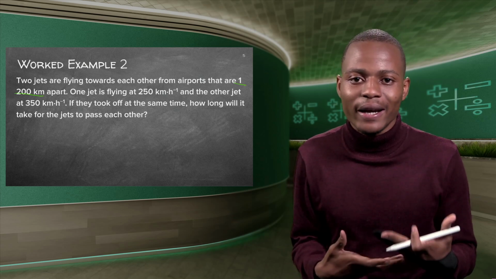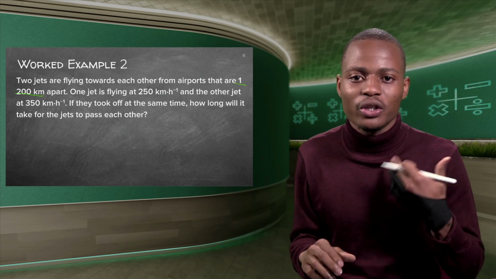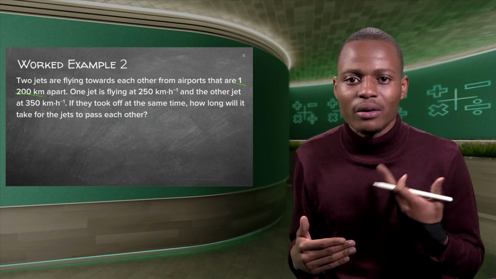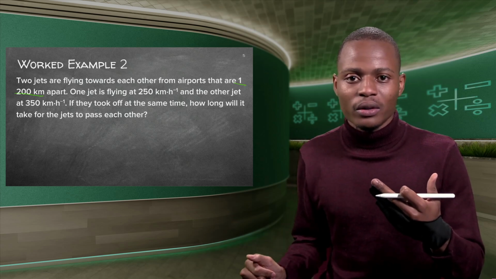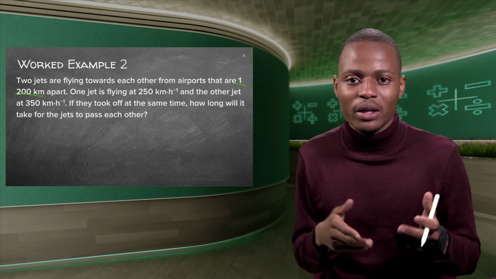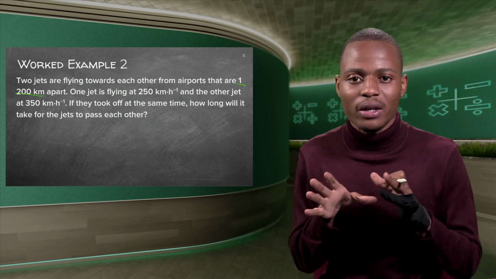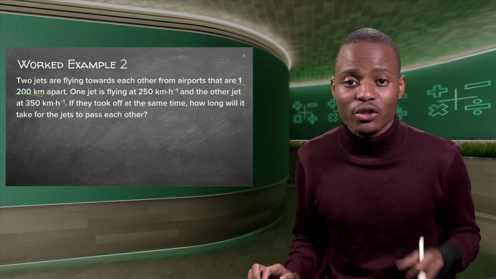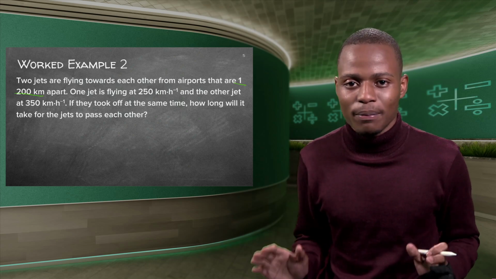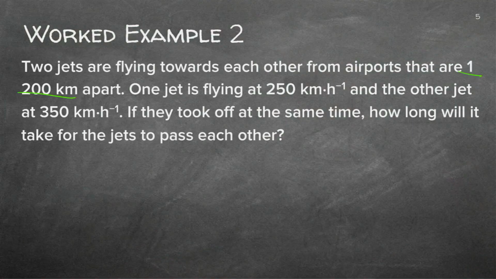And speed is rate. So that is why this question is applicable here, because we are dealing with rates. Speed is actually the change in displacement over time. It's actually changing distance over time. So yes, we have a rate there, which is 250 kilometers per hour. And the other jet at 350 kilometers per hour. So you have 2 different speeds there, guys, because you have 2 different jets.